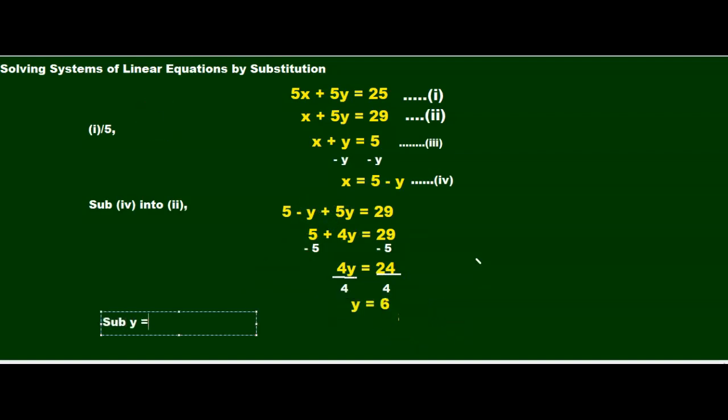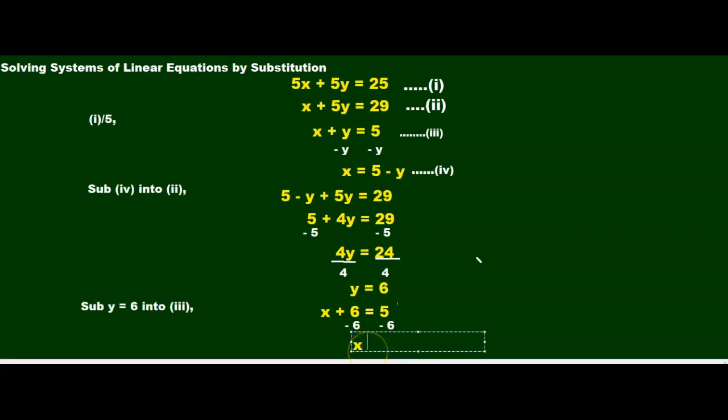Substitute my y equals 6 into any of the equations. I'm going to choose equation 3. You can use any one of them, but that looks like the easiest one to work with because the numbers are very small. So we have x plus y, which is now 6, equals 5, minus 6 on both sides. Get rid of our 6. And that leaves us with x equals -1. And that's how we solve our problem, which is y equals 6, x equals -1.